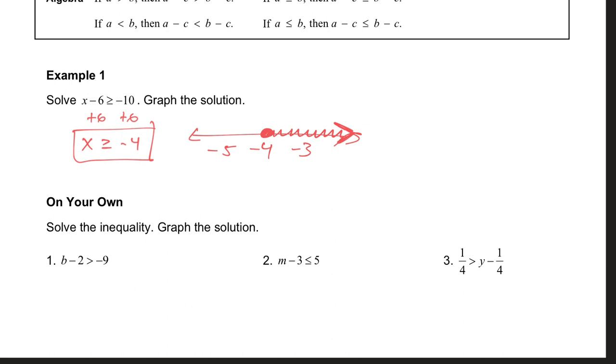Next, what you're going to do is pause the video and do the 3 on your own. When you're done, you can unpause the video and I will tell you the solution. So go ahead and do that in 3, 2, 1, go.